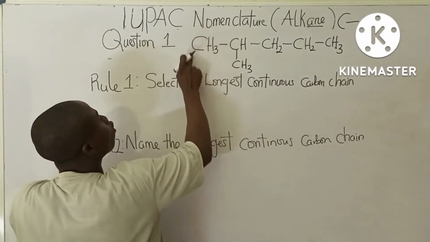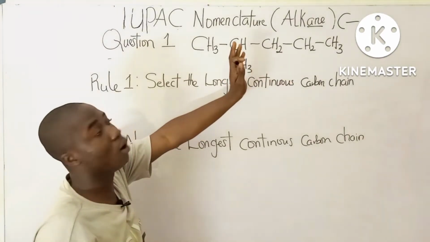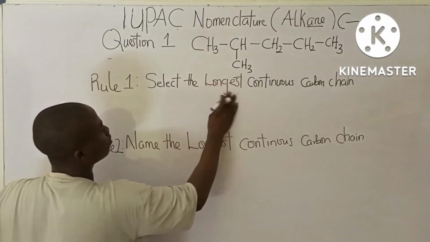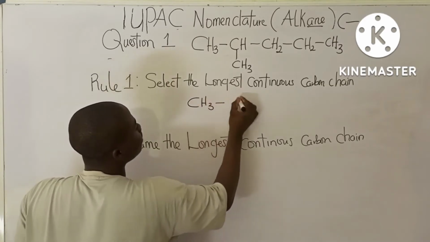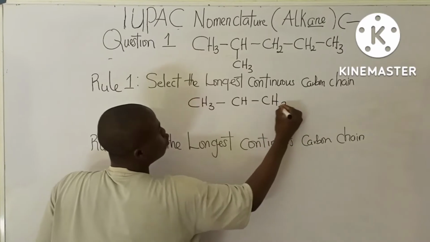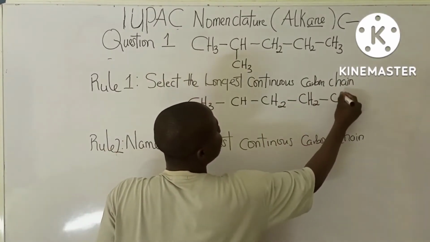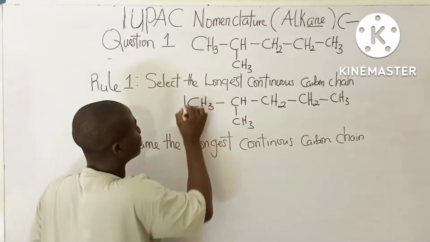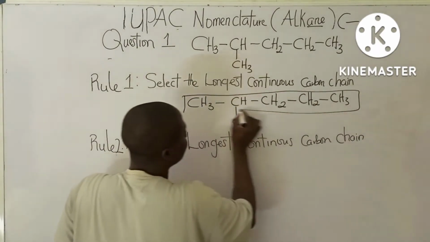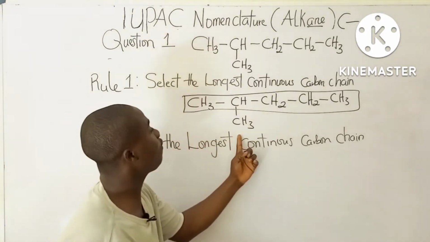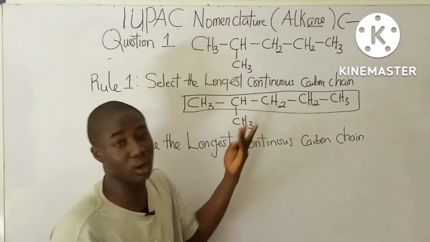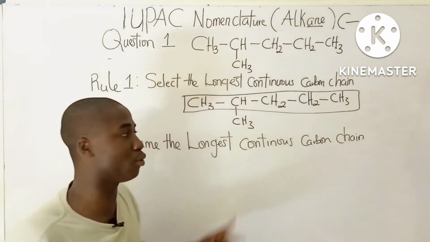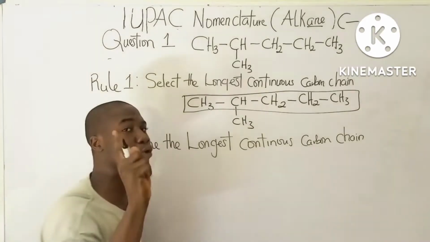Now let's just decide to take the horizontal pattern. So when we've selected it, it becomes something like this: CH3 bonding to CH, bonding to CH2, bonding to CH2, and lastly bonding to CH3, and at carbon 2 bonding to CH3. Now let us select the longest continuous carbon chain. This is the longest continuous carbon chain. If we decide to count in this direction, this would have been the longest continuous carbon chain. But you can see, counting horizontally and counting in this direction, it gave us 5 carbons.